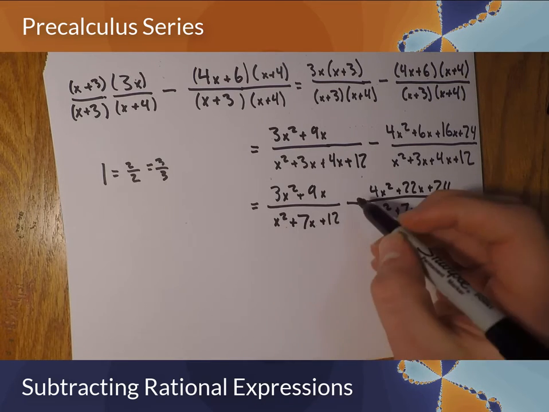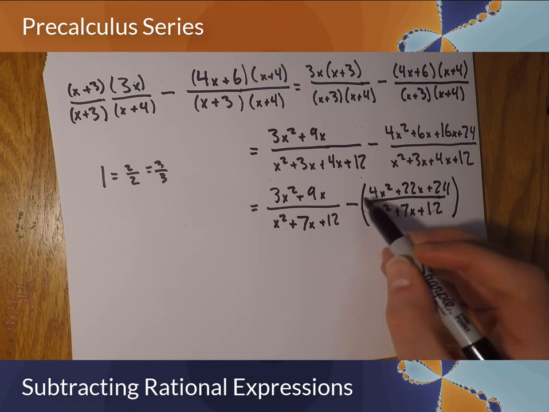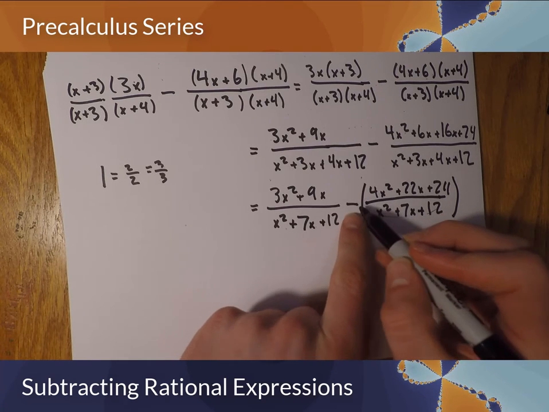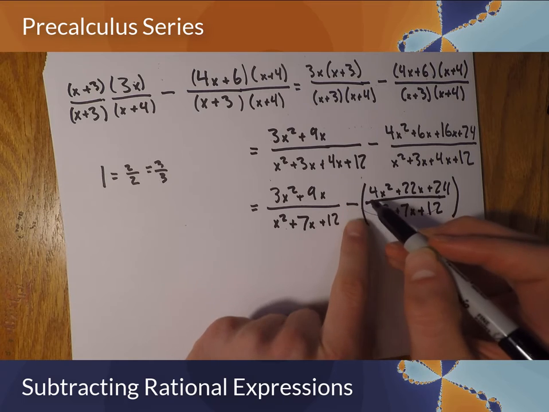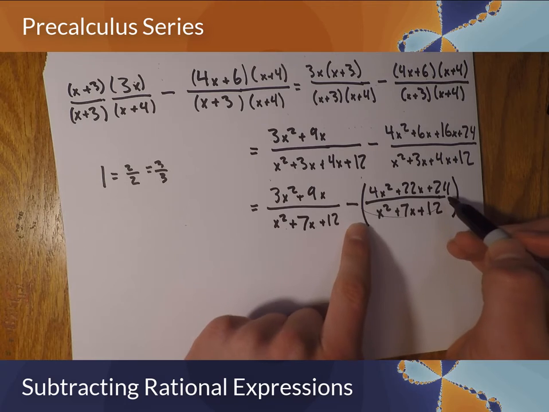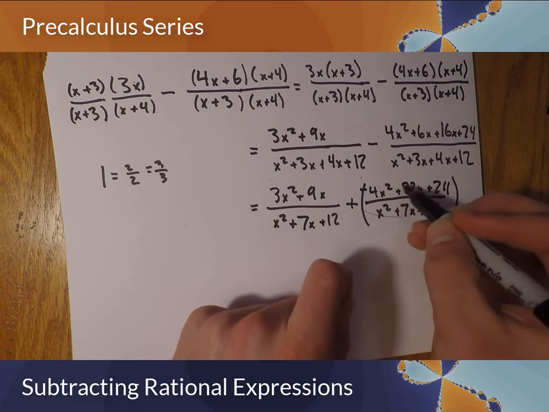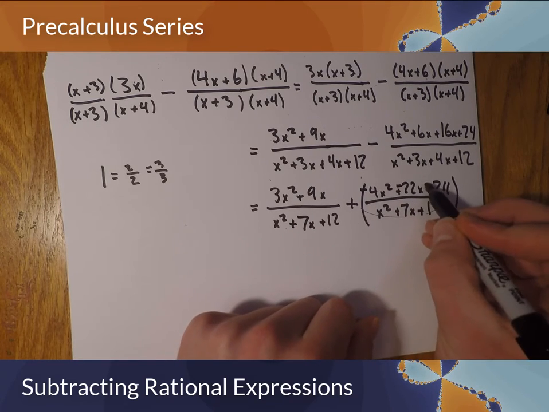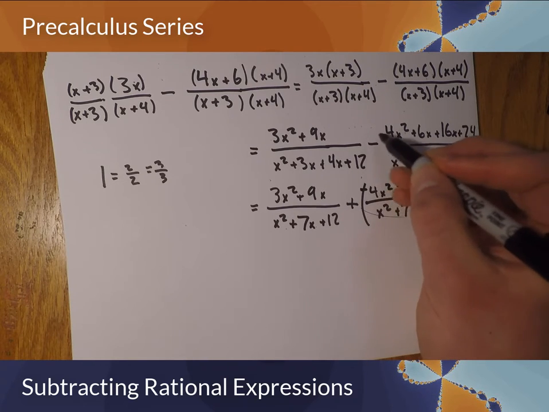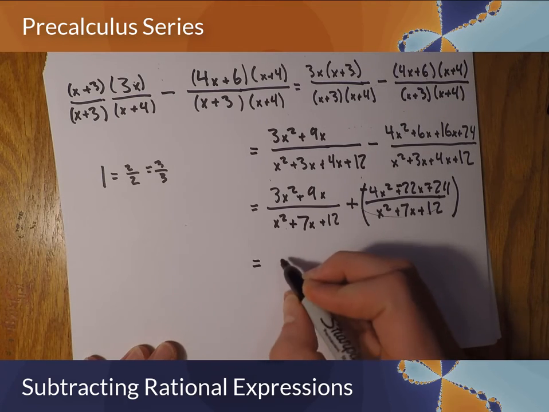You got to remember that this negative applies over this whole thing, all right? It doesn't just apply to the first term. So when you subtract this, you're subtracting 4x squared, you're also subtracting 22x, and you're subtracting 24. If this was an addition problem, it would be plus negative 4x squared, negative 22x, negative 24. So this subtraction is applied to the whole numerator. Keeping that in mind, now we subtract.